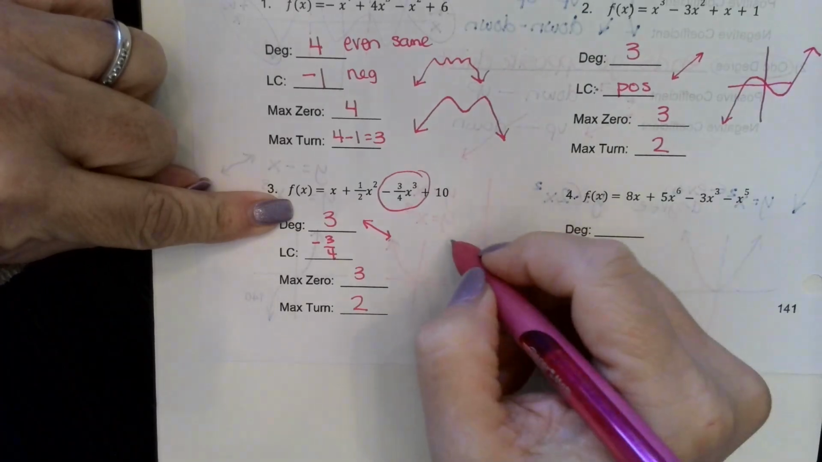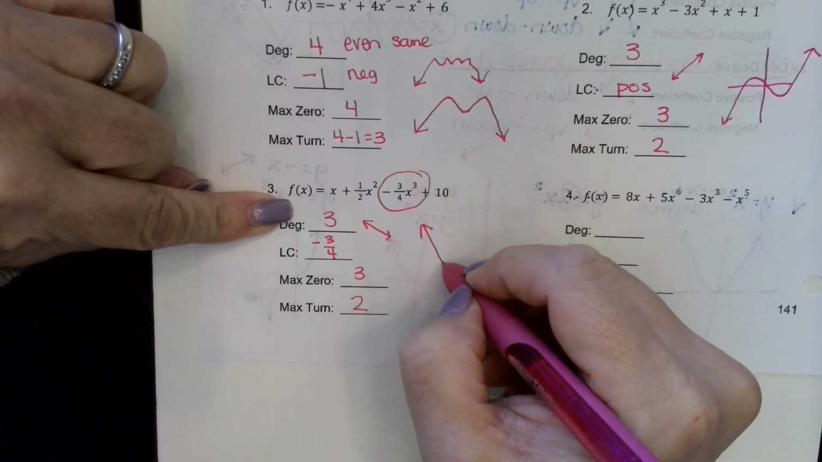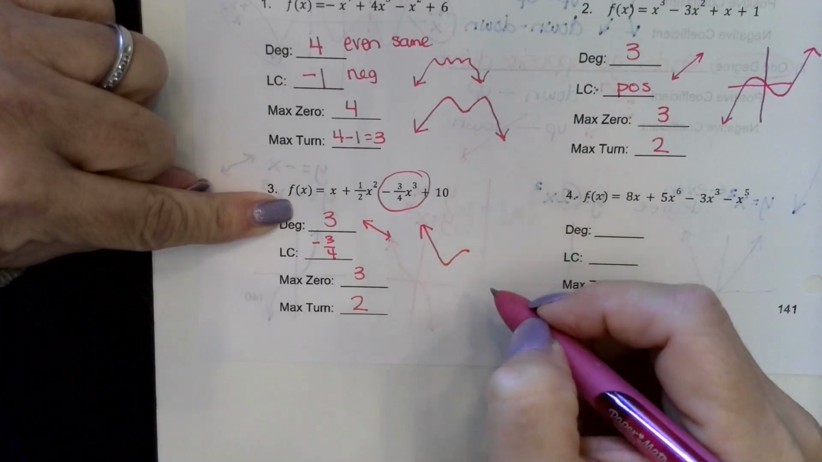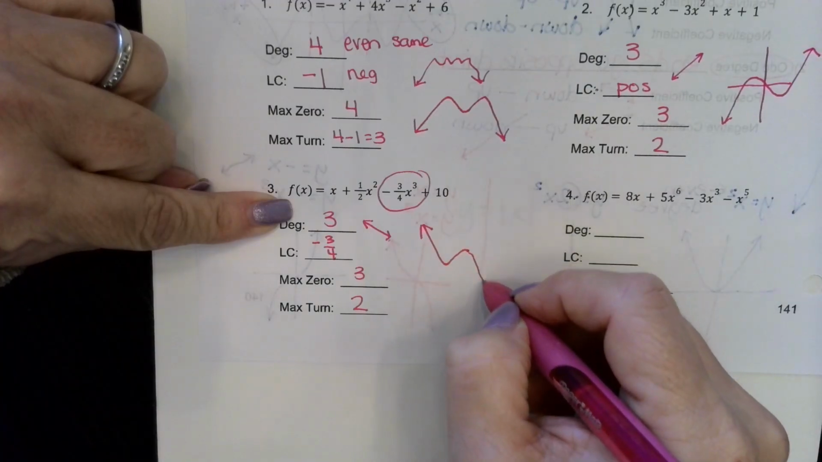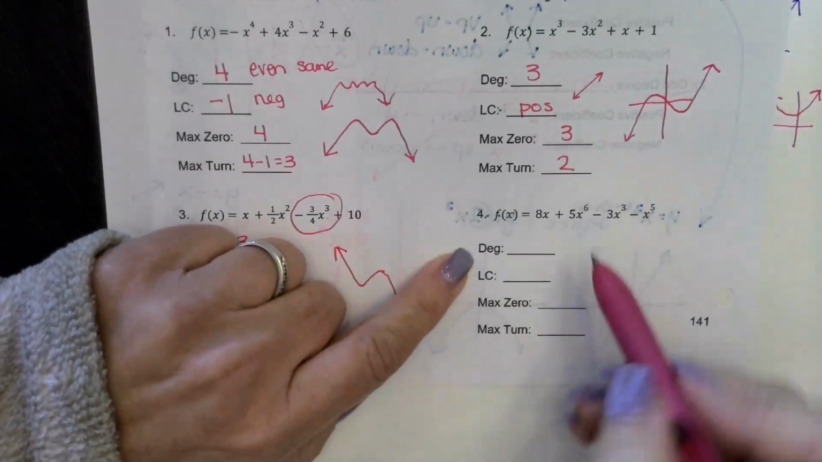So my maximum zeros is 3, and my maximum turns is 2. So again, I'm going to have something where I'm going to start up here. I'm going to have 1, 2 turns, and I'm going to go down. Okay. All right. Last one.